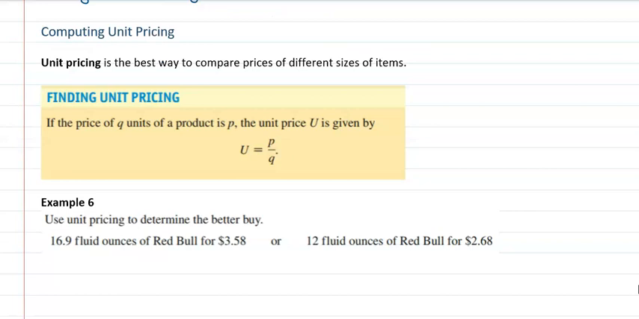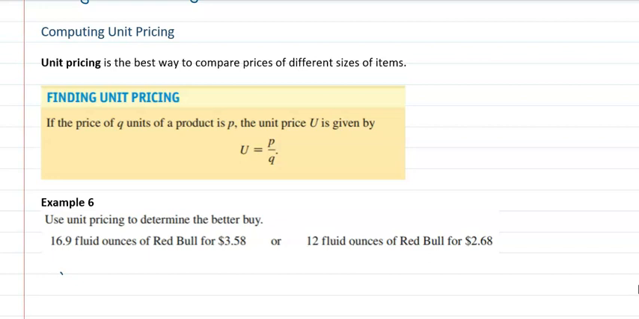So this all leads to doing things like computing unit pricing. Unit pricing is the best way to compare prices of different sizes of items. So if you're ever in the grocery store and you're trying to compare the prices of 2 different packages of things, often the grocery store does the math for you, but if they don't, this is how you do it. So the unit price is given by the product price divided by the number of units. So I'll give you an example of that. We want to see which one is the better buy.